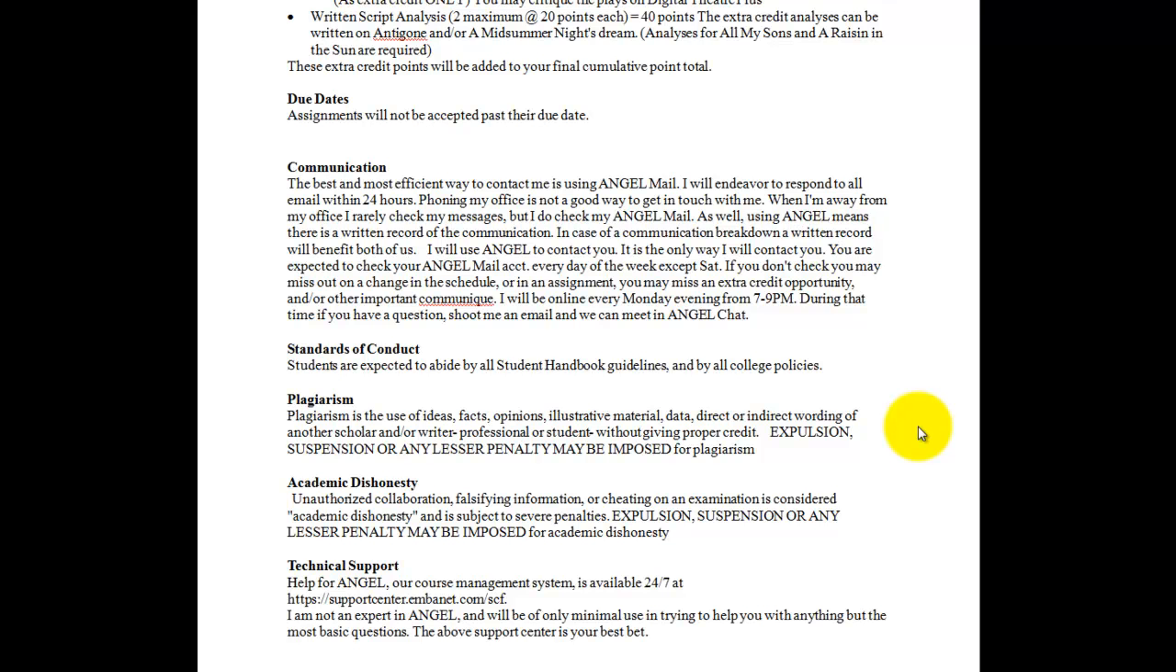So if you need help with Angel, there is a support center called EMBANET. The website is right here. They are available 24/7, and SCF has paid them to help you. They are the people who should help you. I'm not going to be able to help you with anything but the most minor of problems.